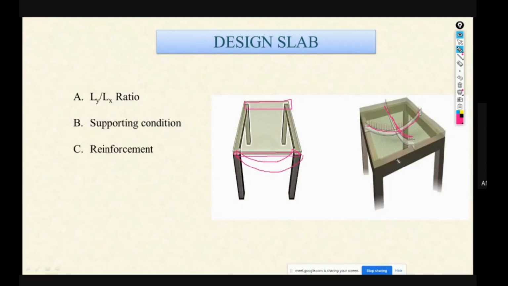But from the practical point of view, generally we are providing the beams on all sides. So in that case, we generally focus on the LY by LX ratio. Sometimes it can happen. And the last one is the reinforcement.